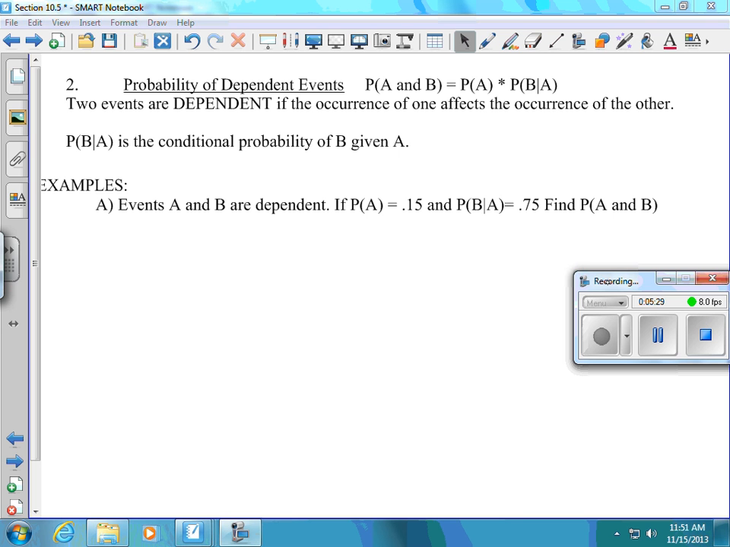Okay, so we did a bunch of examples of independent events. Now let's look at some dependent events. Two events are dependent if the occurrence of one affects the occurrence of the other. Okay, so this is a without replacement situation.